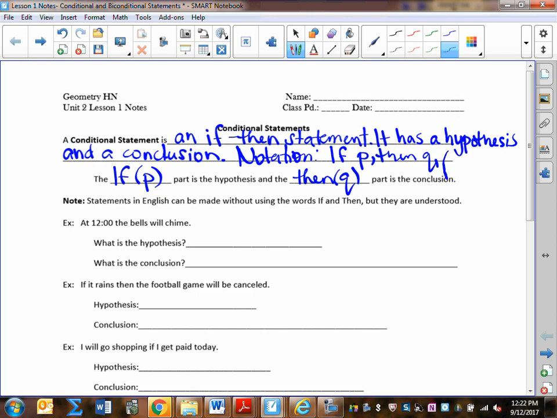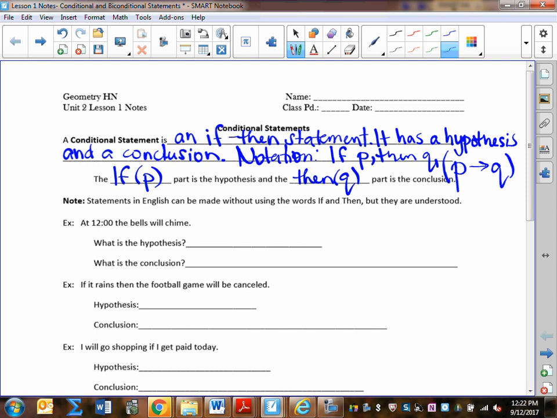Now, our shorthand notation, we can get even better than just if P then Q. We can write P arrow Q. When we read that, we don't say P arrow Q, we say P implies Q, or if P then Q. If P happens, we can immediately follow that Q will occur.